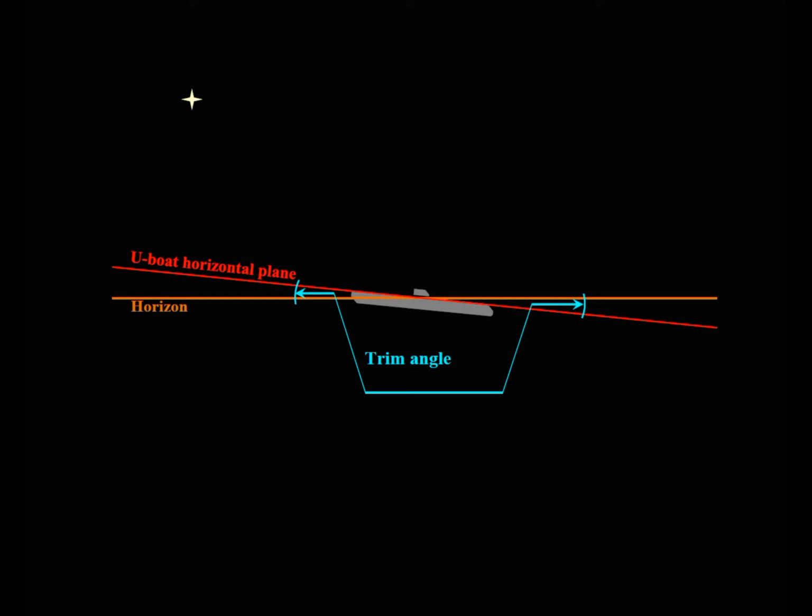The U-boat position relative to the horizon is not constant. There is a difference between the U-boat horizontal plane and the horizon. This difference is a trim angle. It is important for celestial navigation to stabilize the horizon for altitude measurements. One way to stabilize is to dive to 8 meters. In this case, the U-boat has a stable trim angle of 17.1 arc minutes.